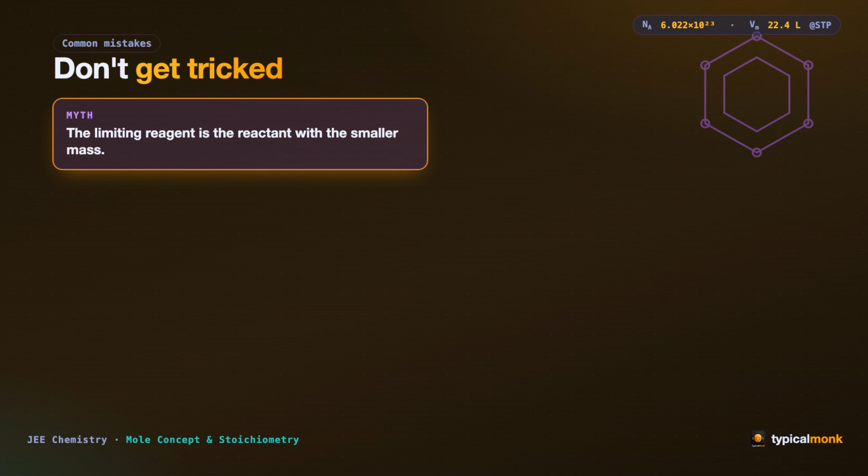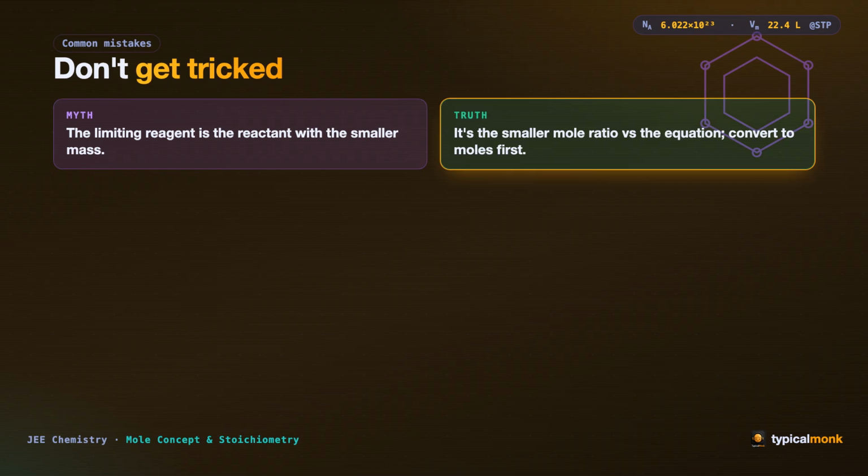Now let me save you some marks. 2 myths that trap thousands of students every year. Myth 1. The limiting reagent is whichever reactant has a smaller mass. It feels so natural. Less stuff runs out first, no? David believed this for months. But here is the truth. The limiting reagent is decided by the smaller mole ratio relative to the balanced equation, never by mass alone. Remember our worked example. Hydrogen had only 10 grams against nitrogen's 28, yet hydrogen was the one in excess. Convert to moles first always, then compare with the equation.